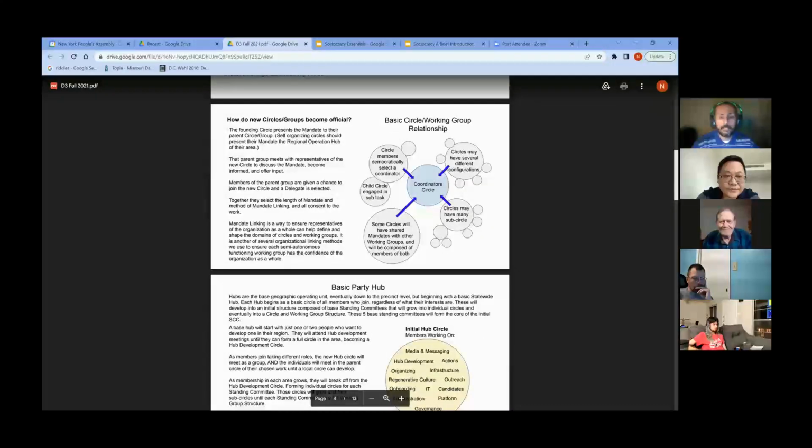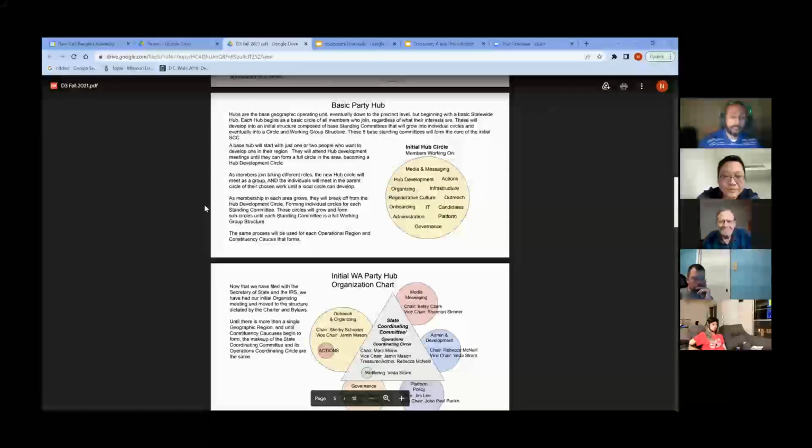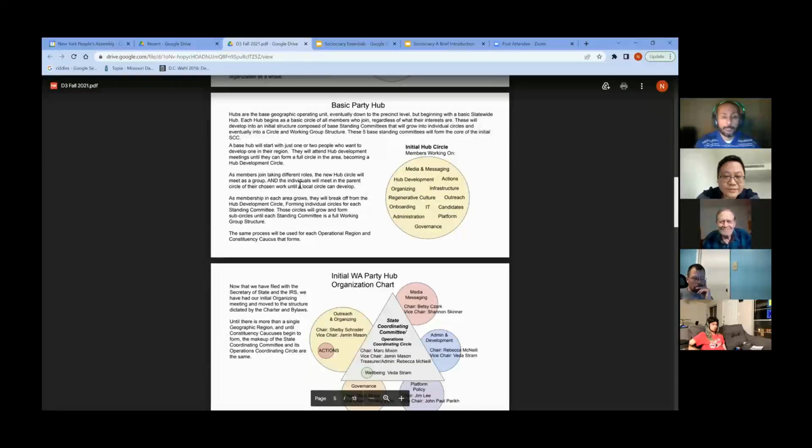Party basics hub, the initial hub of working members would be the meeting messaging, the hub development actions, organization infrastructure, regenerative culture, outreach, onboarding IT candidates, administration, platform, and governance. As members take on different roles of the hub circle, they will meet as a group, and the individuals meet in the parent circle, and their chosen work until the local circle can develop.